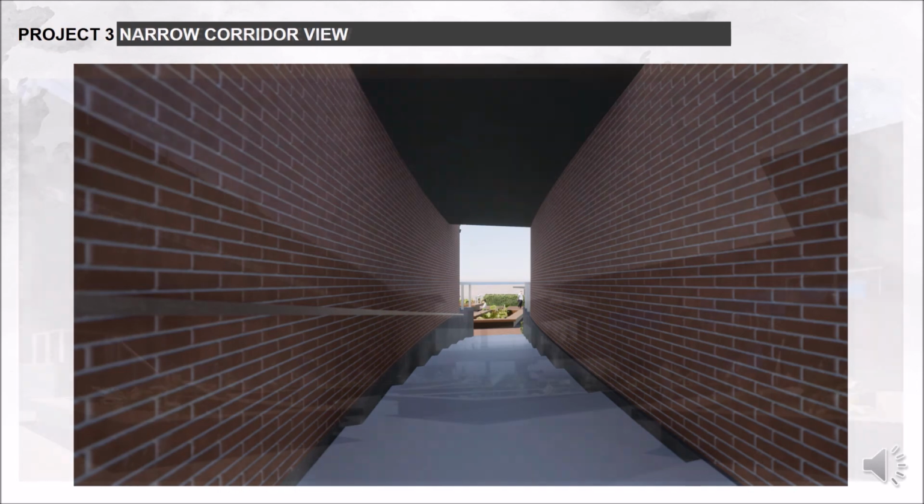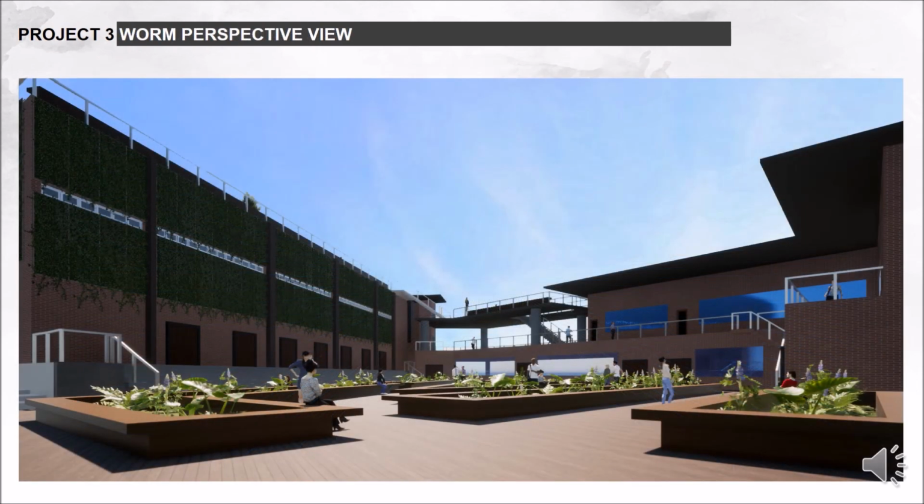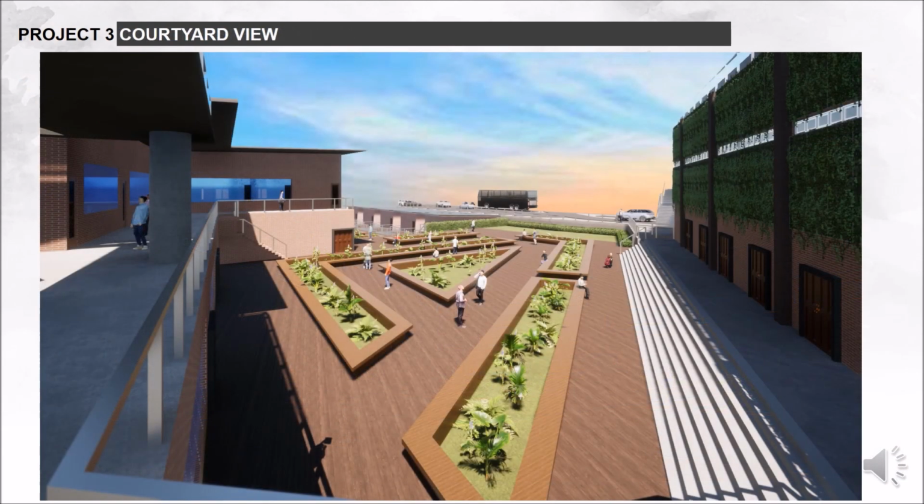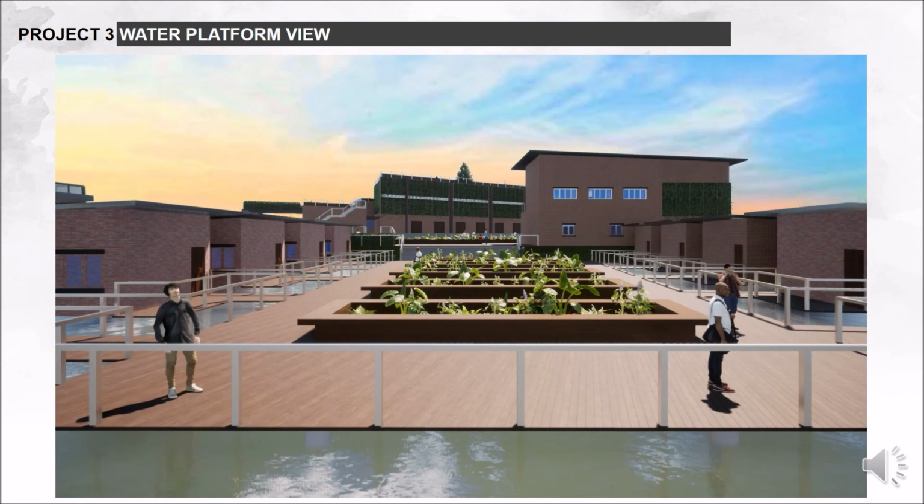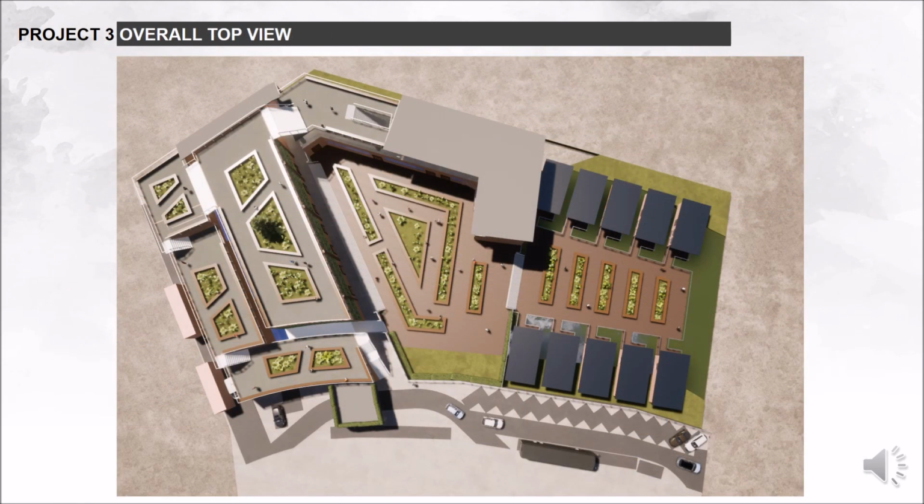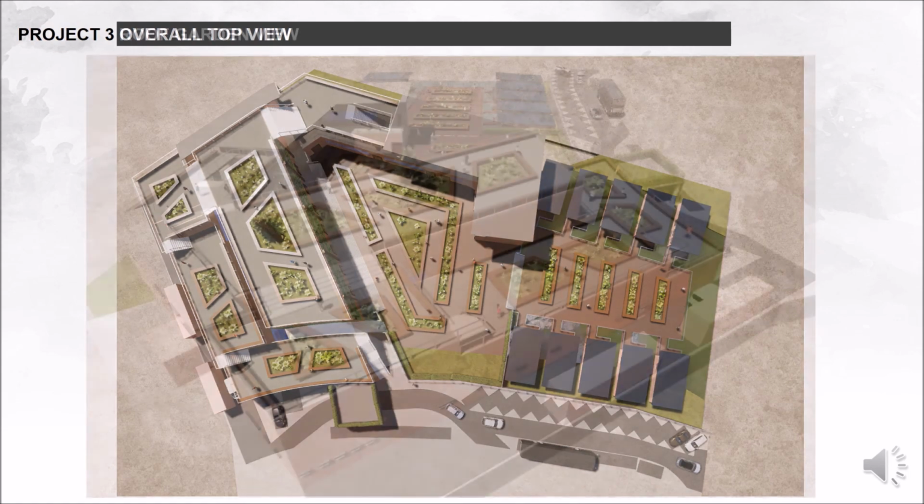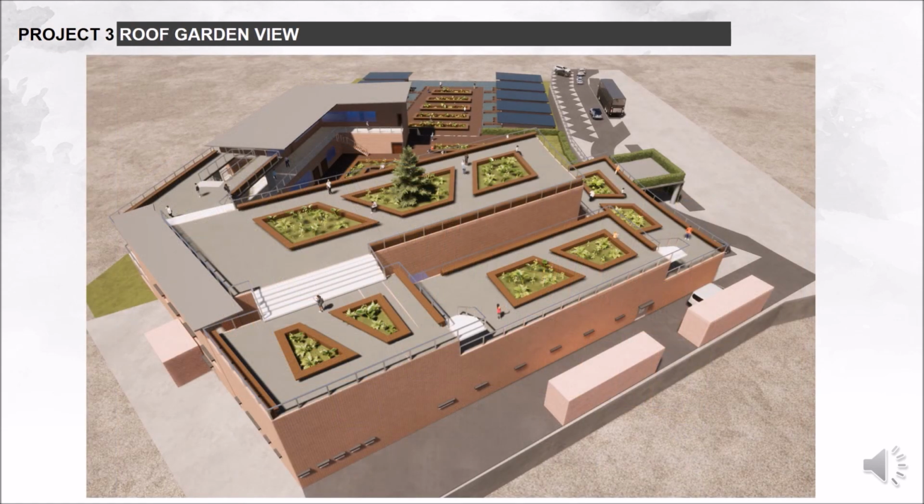As you can see, this is a warm perspective view from the courtyard. Next is the courtyard view from the first floor, a perspective view of the water platform, the overall top view of the whole building. As you can see, the roof garden view. The people will start to walk from the main entrance up to the top through the flight of stairs provided.